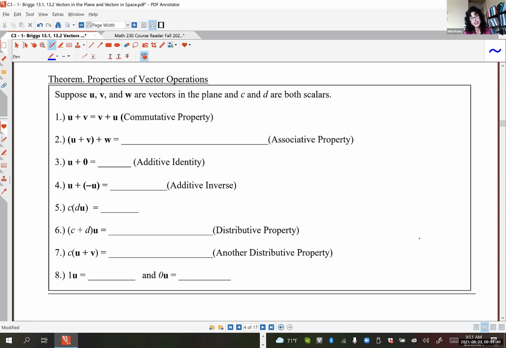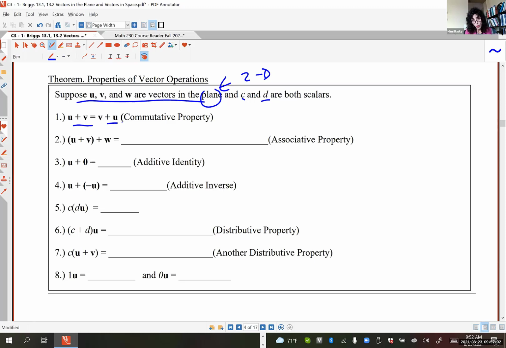So this theorem is just more obvious things. You may think it's pretty obvious. Although if you go take a vector calculus class, they might make you prove these. Just so you know. So suppose somebody gives you vectors in the plane. That means 2D. And by the way, this theorem will work in 3D also. And let's say c and d are just numbers. They're scalars.